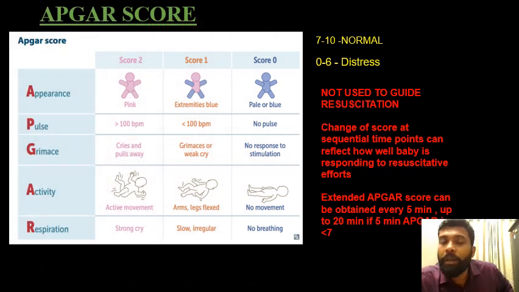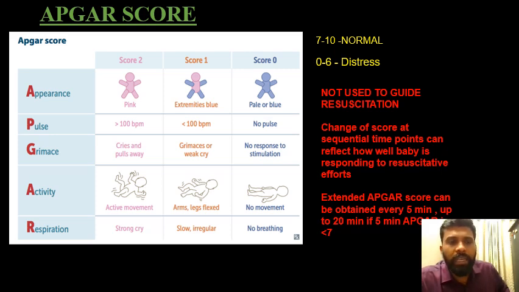So what is Apgar score? First of all you need to know that it is just a scoring system to assess how well the baby is responding to resuscitative efforts. It is not used as a guide for resuscitation. It is just to assess the baby's response to resuscitation if it is performed.